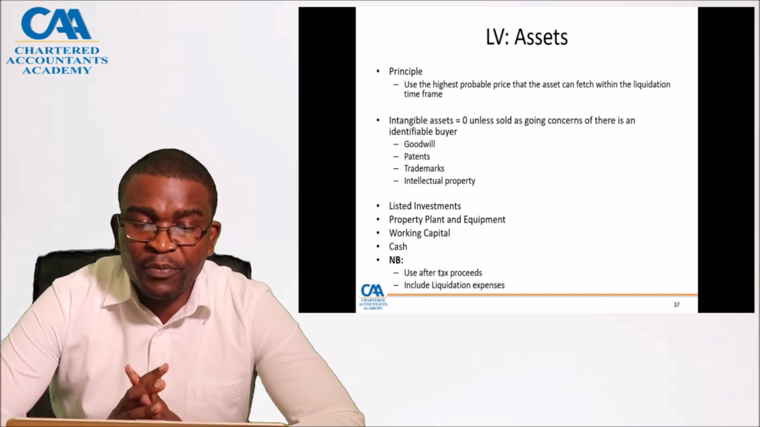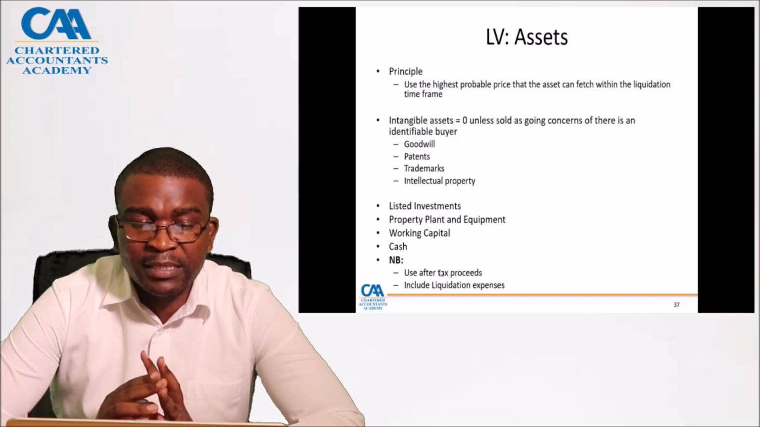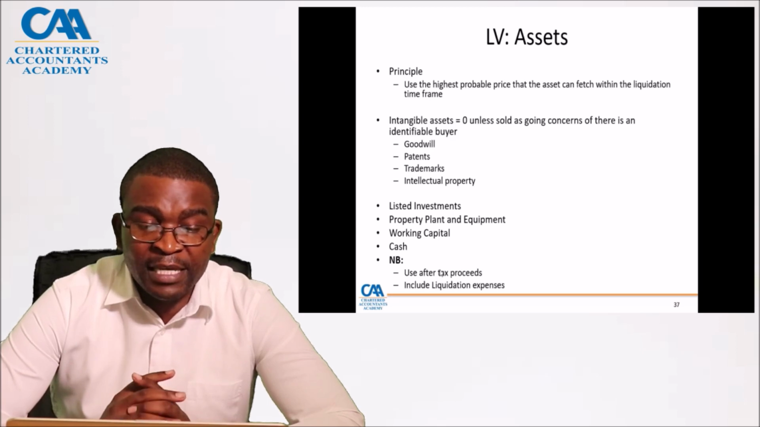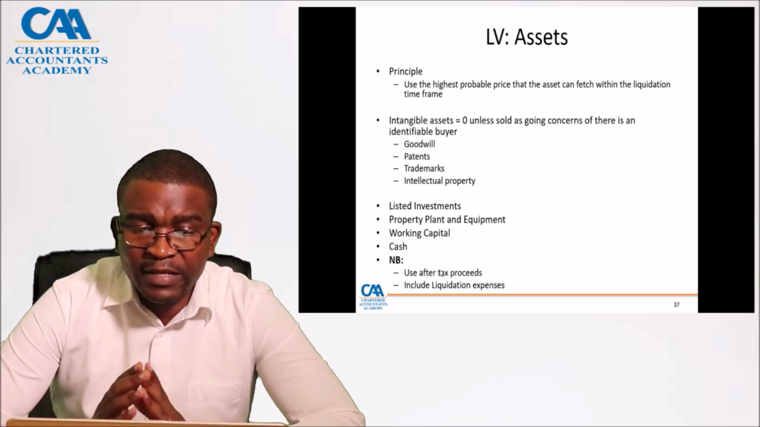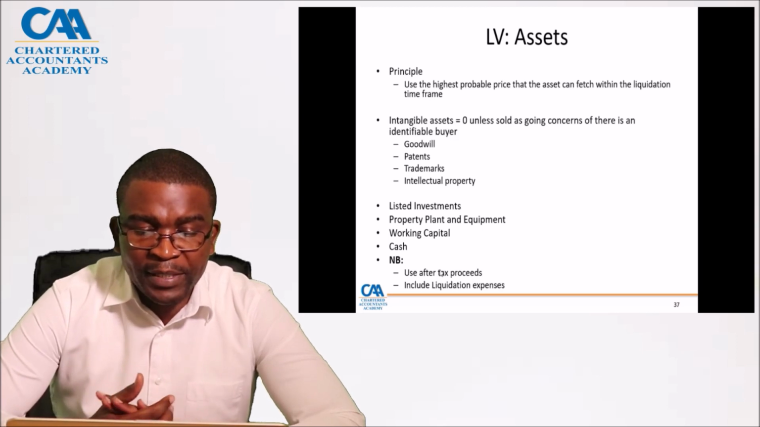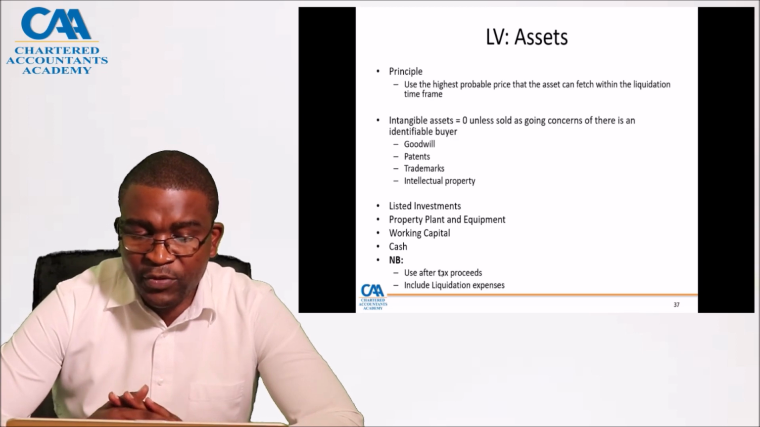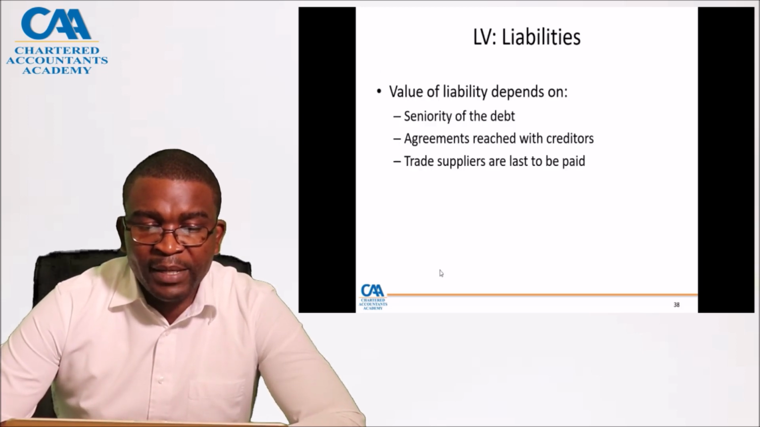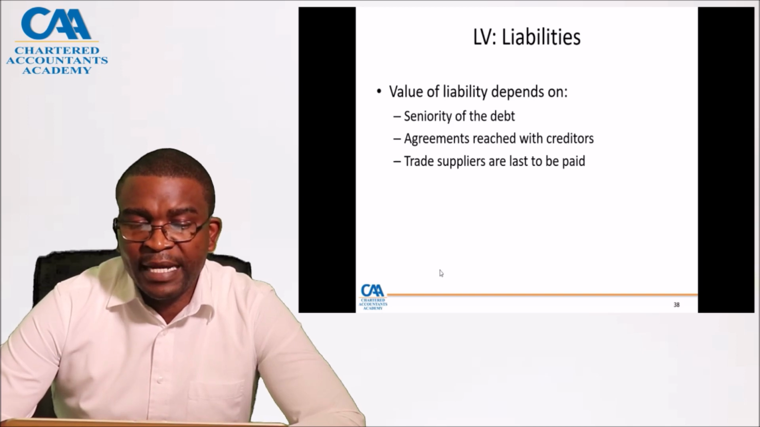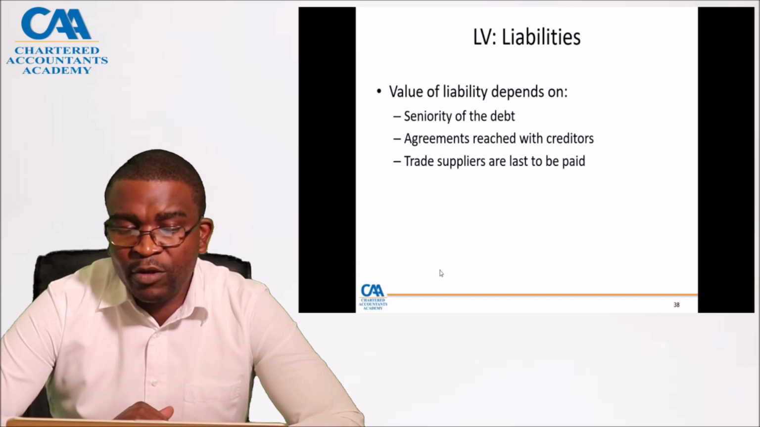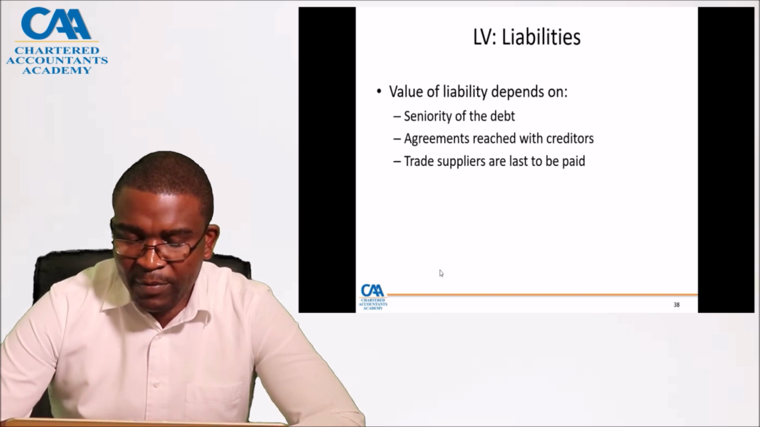Some of them cannot be separately identified, things like goodwill, patents, trademarks, intellectual property. So some of them can actually end up having a zero value. Obviously, listed investments, you can dispose of them separately. Property, plant and equipment, working capital and cash. These are some of the assets that you may need to think about how best to value them. Value of liabilities: talk about the seniority of debt, any agreements that are linked with creditors in the process, and then normally your trade suppliers are the last to be paid.